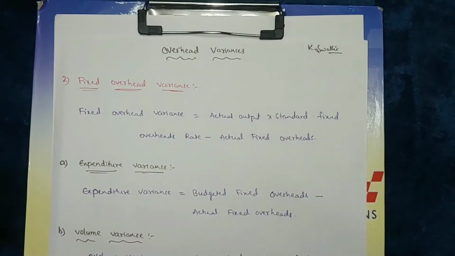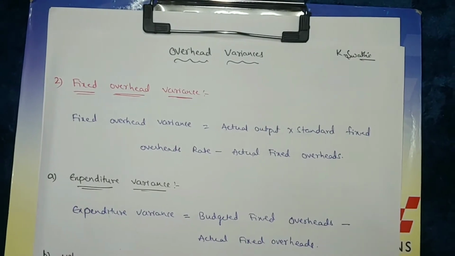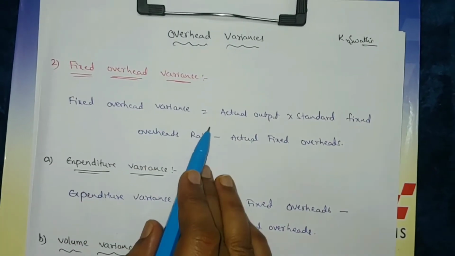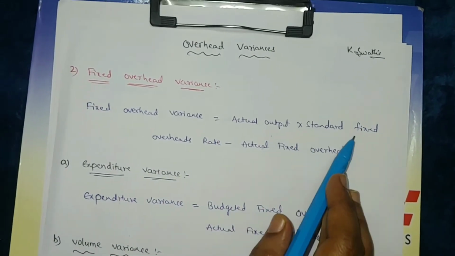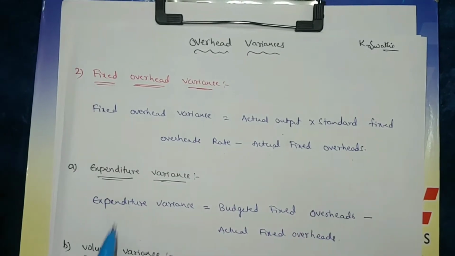Hello everyone. Yesterday we have studied about the variable overhead variance. Today we are going to discuss about the fixed overhead variance. Fixed overhead variance is equal to actual output into standard fixed overheads rate minus actual fixed overheads.